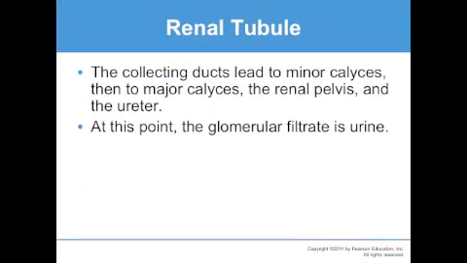The filtrate then continues through the series of collecting ducts to arrive at the minor calyces and then on to the major calyces, finally then to the renal pelvis and to the ureter. At this point, the glomerular filtrate is considered to be urine.